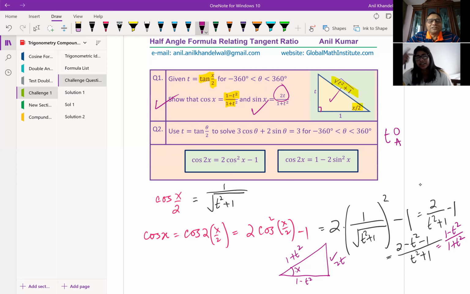Now, the second question is related to the first question, as you see in most of your examinations, correct? Your part A, B, C, D, and all. It says, use t equals tan theta by 2. So whatever t we are looking at, to solve for 3 cos theta plus 2 sin theta equals 3, when theta is between minus 360 degrees and 360 degrees. So that becomes an equation based on our question. Is that clear to you?